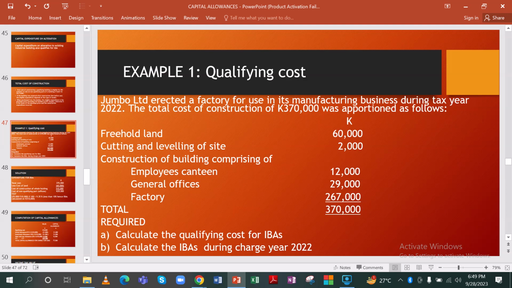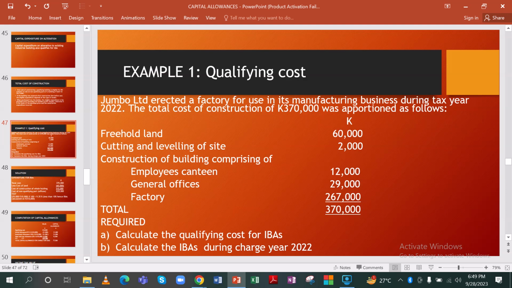General offices, as you can see, is not talking about anything to do with manufacturing, so that is left out. The factory, of course, is an industrial building. In the factory, you produce goods. That is an industrial building. So what is standing out odd is general offices. General offices is a non-qualifying part of the building, amounting to 29,000 kwacha.